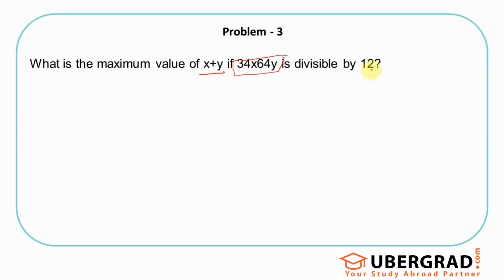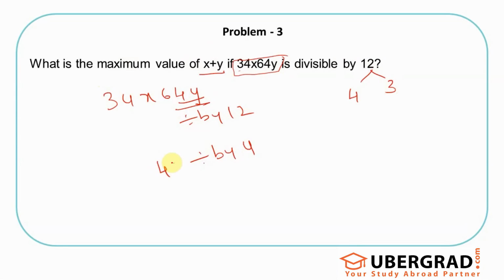Right? So first again I have to split this into co-primes. I'll check this as 4 and 3, right? So what is the number? 34x64y. If a number is divisible by 12, it is divisible by 4. So what is the divisibility rule of 4? It is 4y should be divisible by 4, right? So what are the potential values for y? What are the 2 digit numbers starting with 4 that are divisible by 4? 40, 44 and 48, right? Nothing else actually. So potentially y can be either 0, 4 or 8.